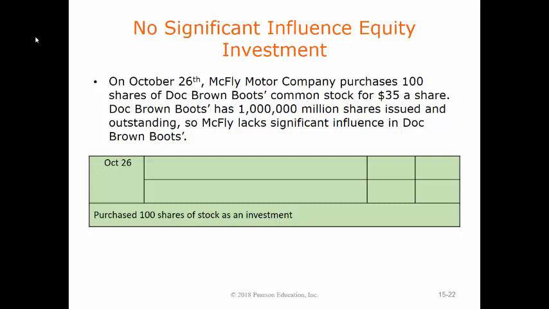Let's go through and do some more journal entries for a no significant influence equity investment. On October 26, McFly Motor Company is going to purchase 100 shares of Doc Brown Boots common stock, and they're going to do so at a basis of $35 a share. Doc Brown Boots has 1 million shares outstanding, so their 100 shares is just a drop in the hat of the total voting stock of Doc Brown Boots. They have zero significant influence over Doc Brown, which means we get to use that cost method.